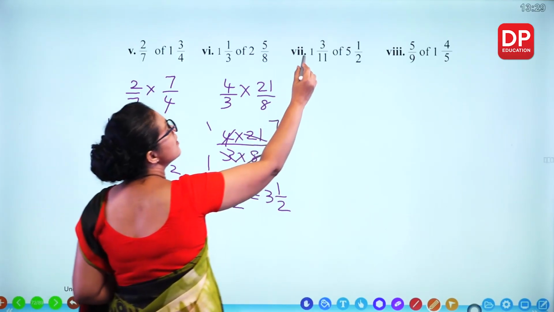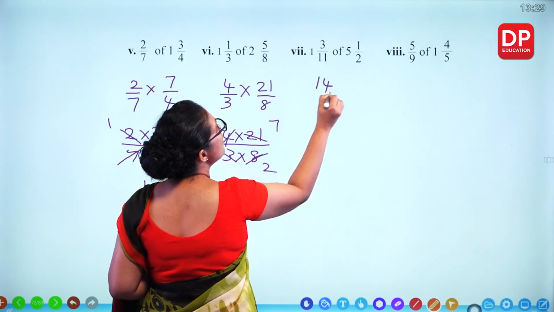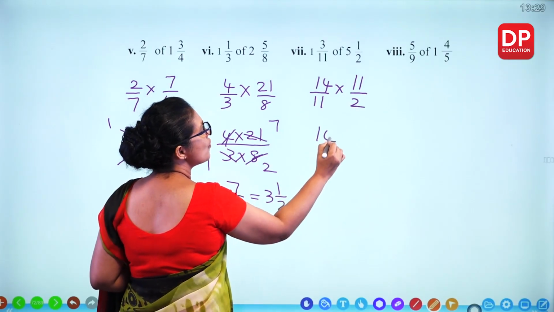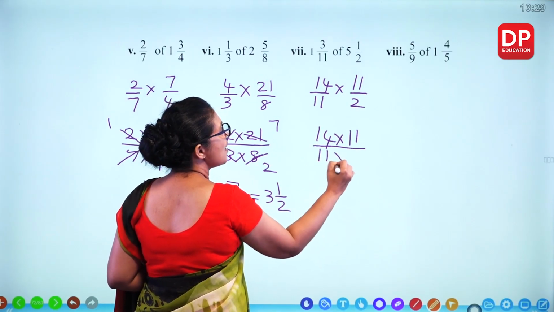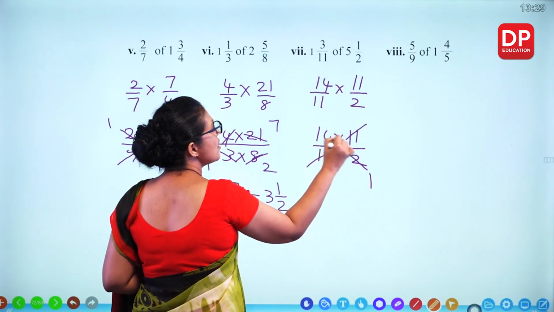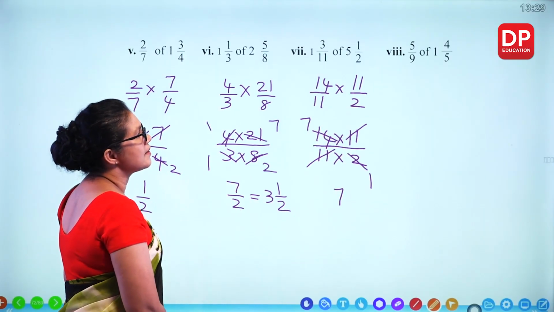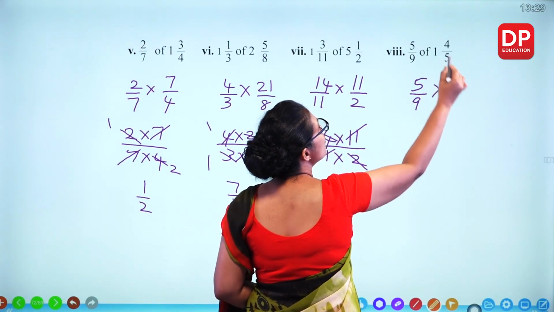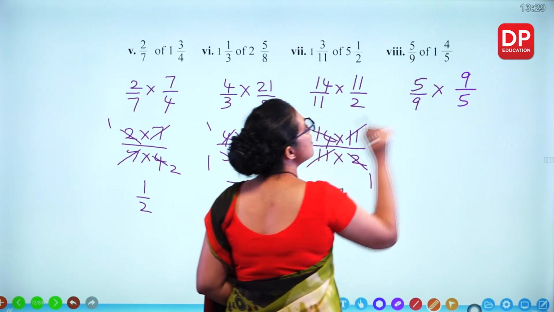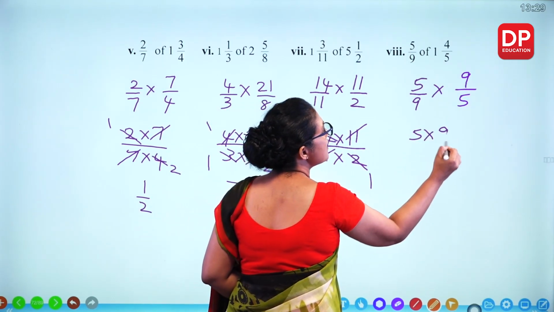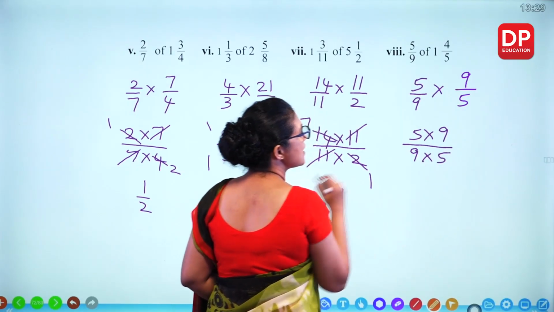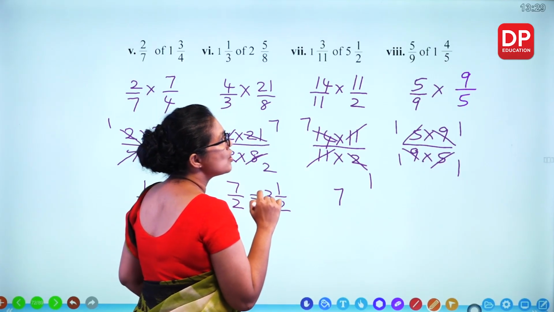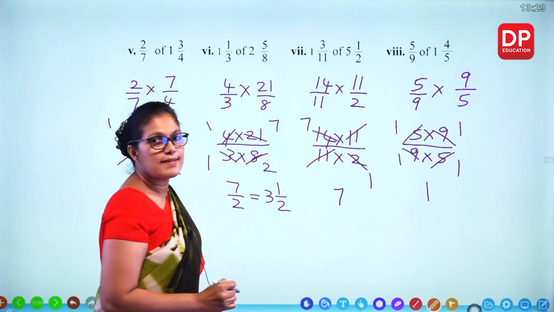This one, 11 plus 3, 14 over 11 and 11 over 2. So 14 times 11, 11 times 2, 11 get cancelled out. You get 7 as the answer. 5 over 9 into 9 over 5. So multiply separately the numerator and the denominator. 9 and 9 get cancelled out. 5 and 5 get cancelled out. You get 1 as the answer.